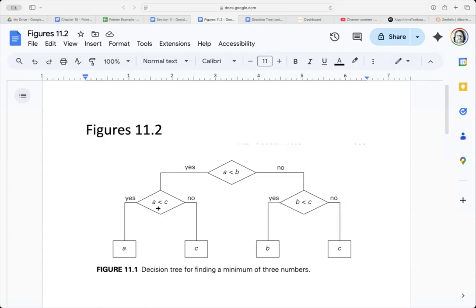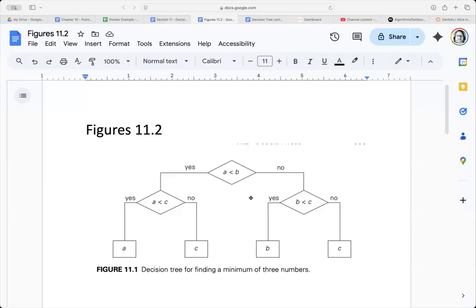Okay. And then over here, you're asking, is A less than C? If A is less than C, then A is the minimum. If not, A was already less than B. So if C is less than that, then that must be the minimum. And same way over here, now we're saying that A is not less than B. So here you're saying is B less than C? If it is, it's B. If not, it's C.